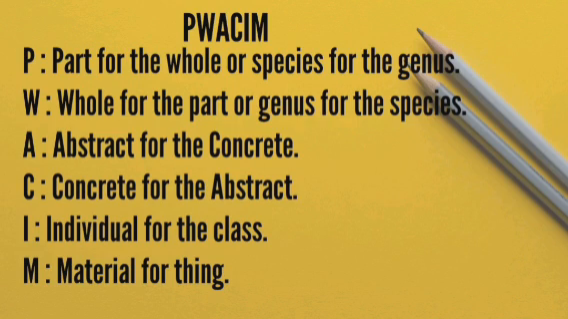So these are the varieties of synecdoche, where we find part for the species, part for the whole. W refers to whole for the part. A refers to abstract for the concrete. C refers to concrete for the abstract. I refers to individual for the class, and M refers to material for the thing. So these are these examples of, or the varieties of, synecdoche. Okay.